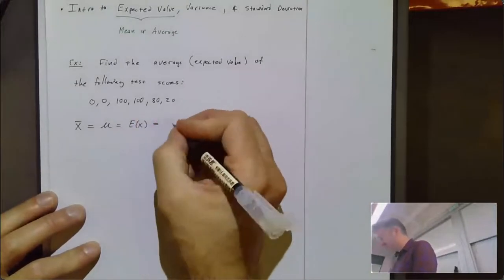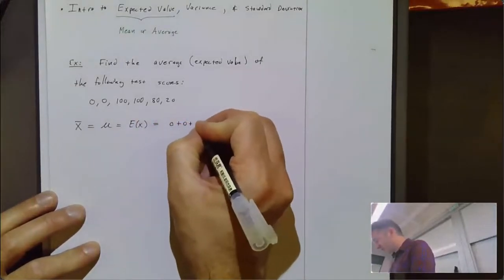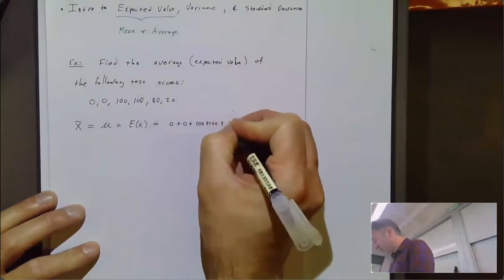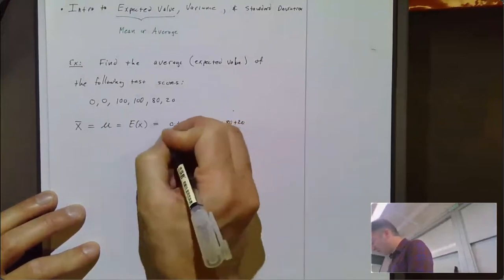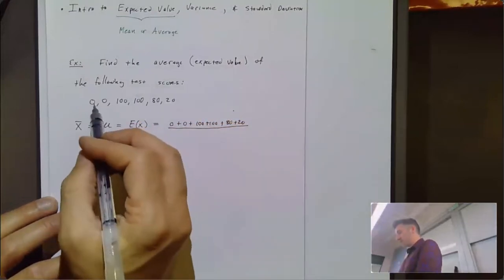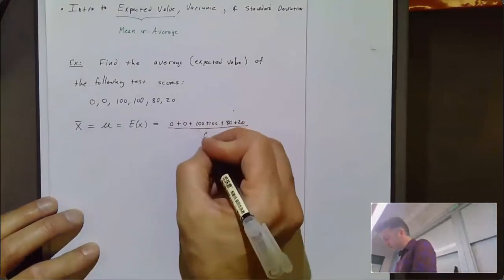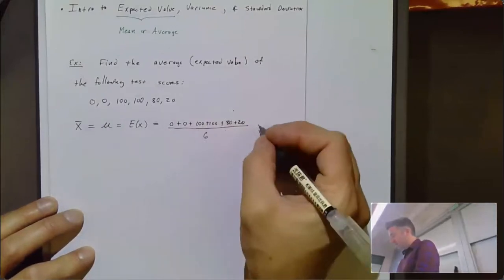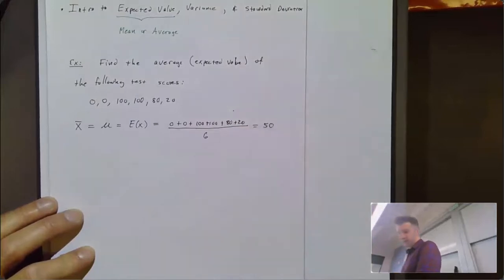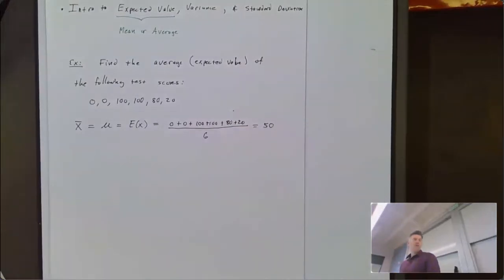So this is going to be 0 plus 0 plus 100 plus 100 plus 80 plus 20, divided by the number of observations, which is 1, 2, 3, 4, 5, 6. That adds up to 300 over 6, which is an average of 50. So the mean is just a measure of the middle. There are other measures of the middle as well, but this is the one we look at often.